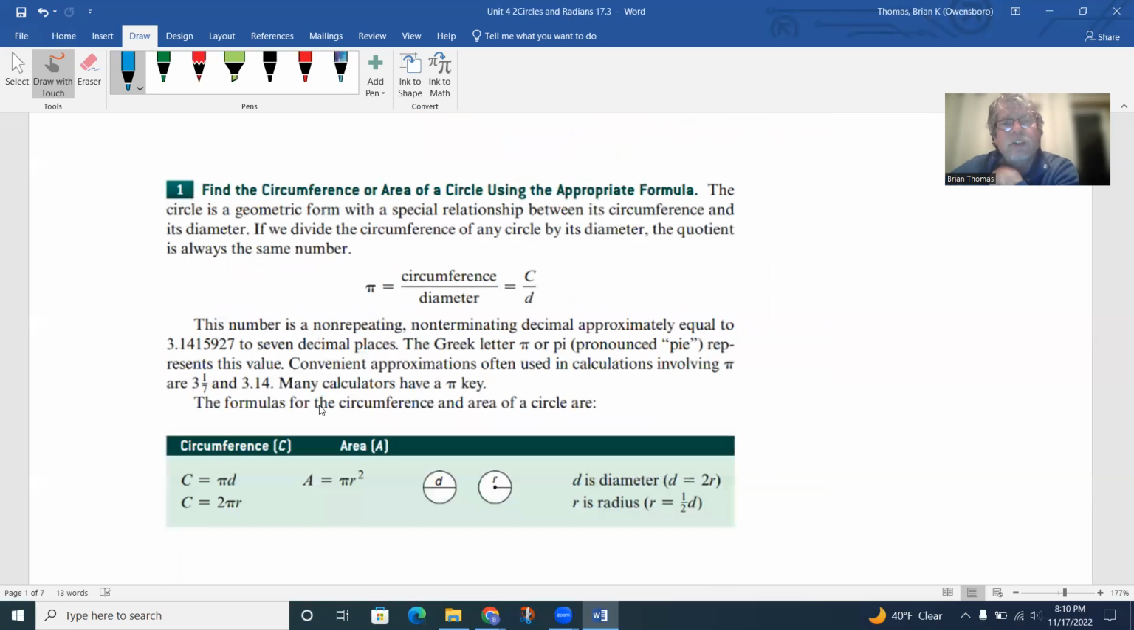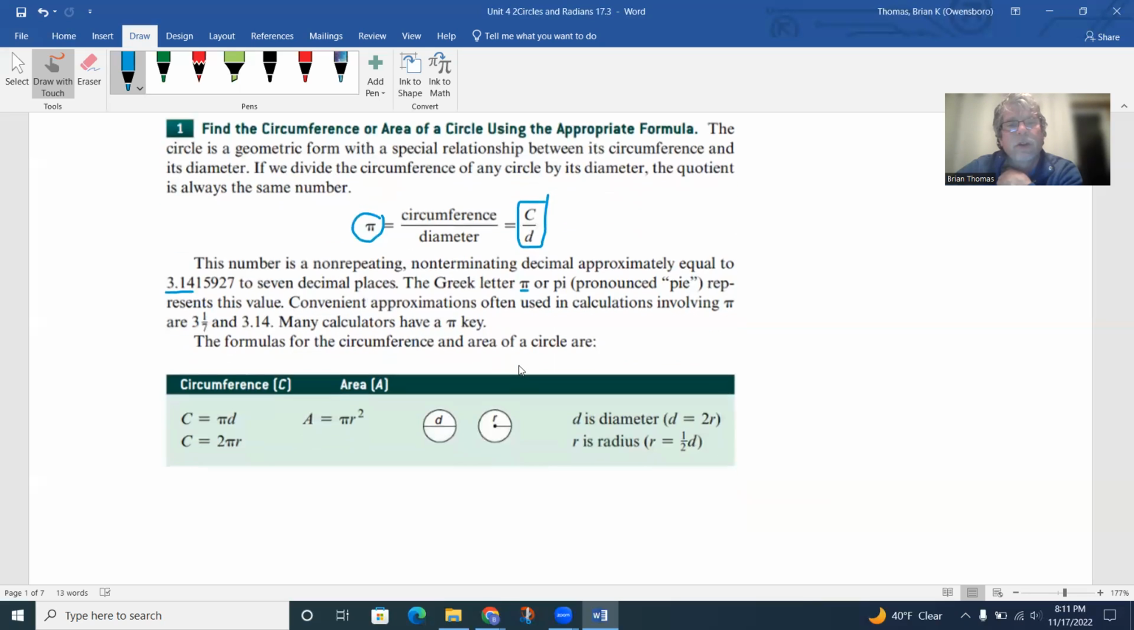Circles have an interesting number involved with them. The cool thing about circles is that if you divide the circumference of a circle by its diameter, C divided by D, it always turns up with the same value, which they call pi. So there's a special relationship. The circumference of any circle divided by its diameter will always be the same value, which is called pi. For us, we most commonly just use 3.14 for pi, but they show it here out to 7 decimal places. Pi is really a Greek letter that we're familiar with already.